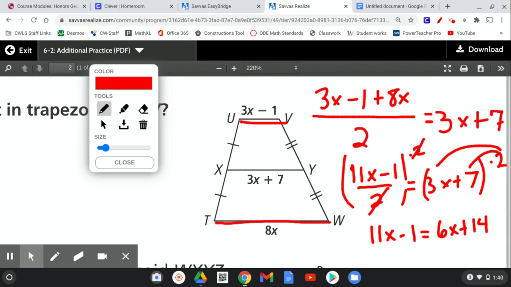Then you guys are good from here. Normally we're just going to add the 1, subtract the 6. So we're going to get 5x equals 15, so x would equal 3. So that's how you solve a problem like that.